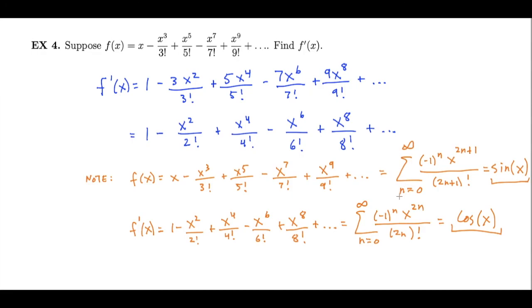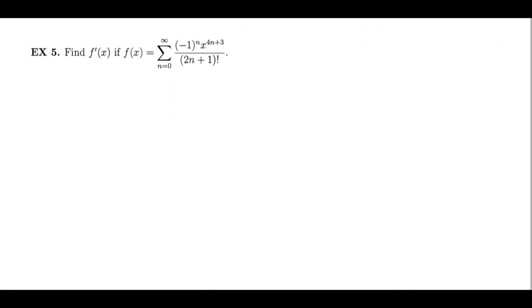All right, let's take a look at the last example. On example 5, I'm once again asked to find a derivative. This time I don't have the terms listed out. I have the sigma form of the series presented. But I just wanted to use this example to remind you that the standard differentiation rules can apply even if I'm dealing with a function that's written in sigma form like this.